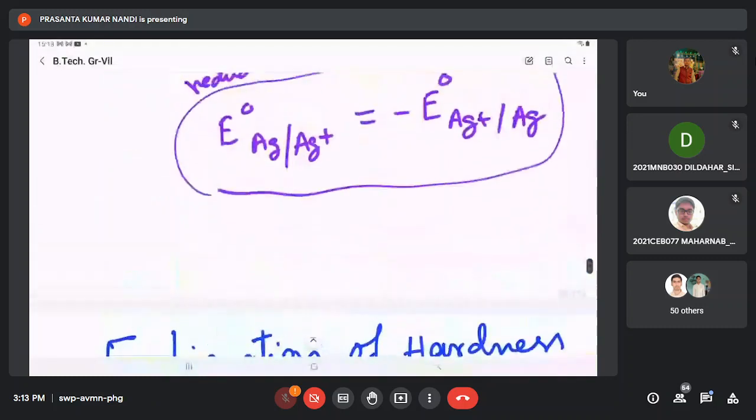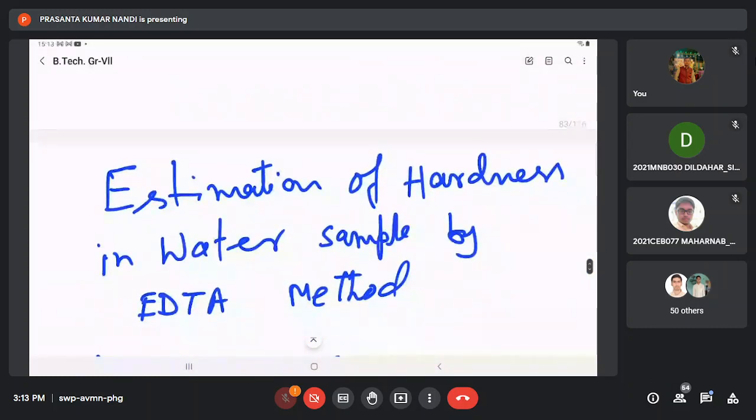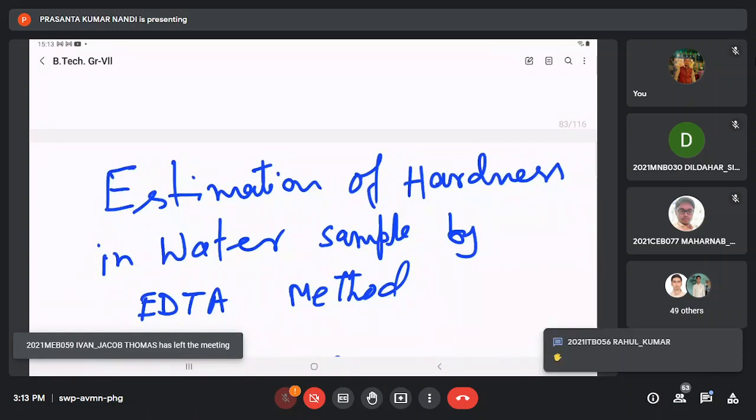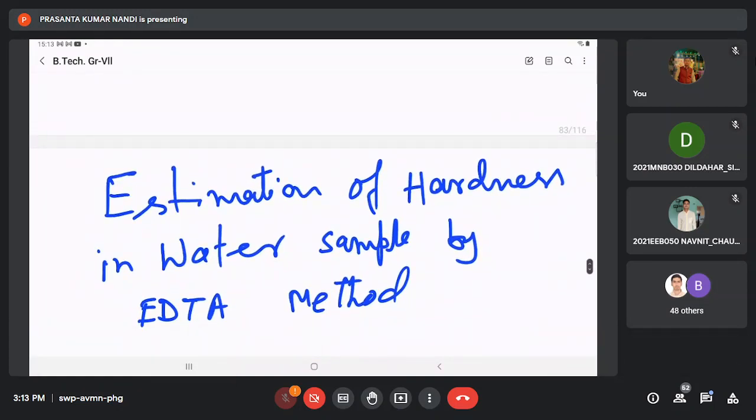Write down the experiment, and the title of the experiment is Estimation of Hardness in Water Sample by EDTA Method. Now the question is, do you have any idea about the hardness? What do you mean by hardness of water? What are the different types of hardness that you know, and how they could be eliminated? Do you have any basic idea?